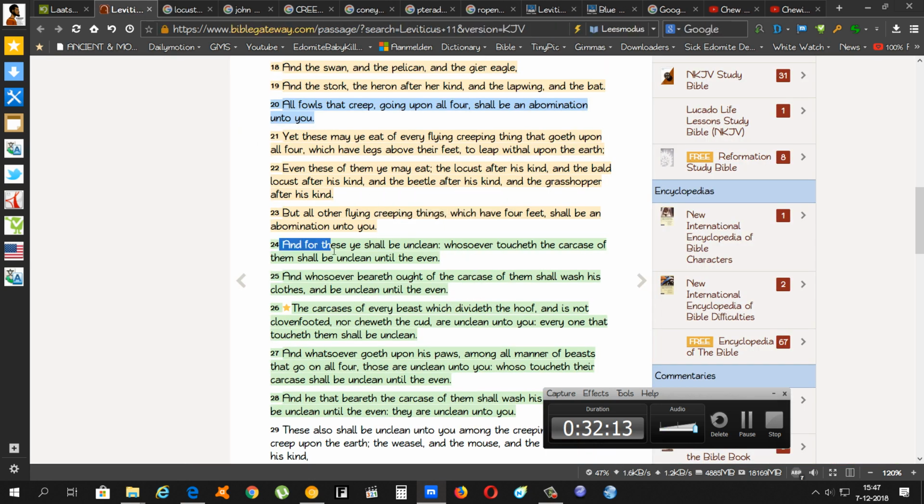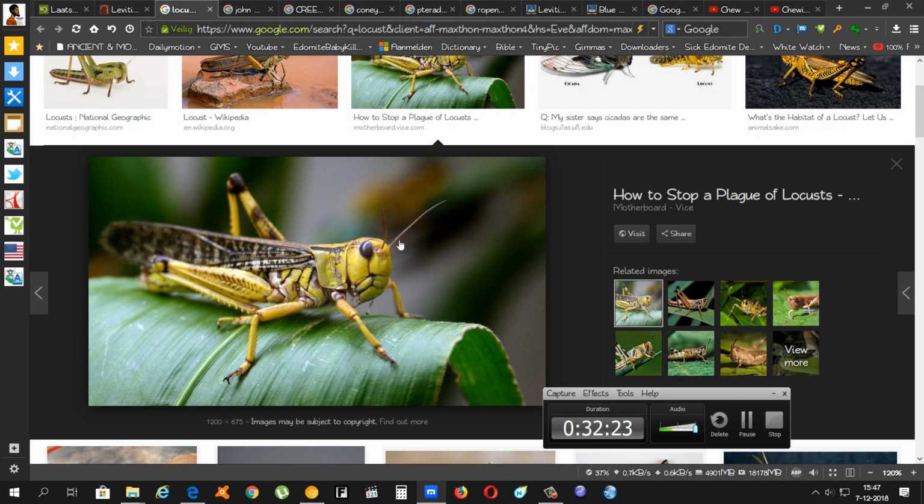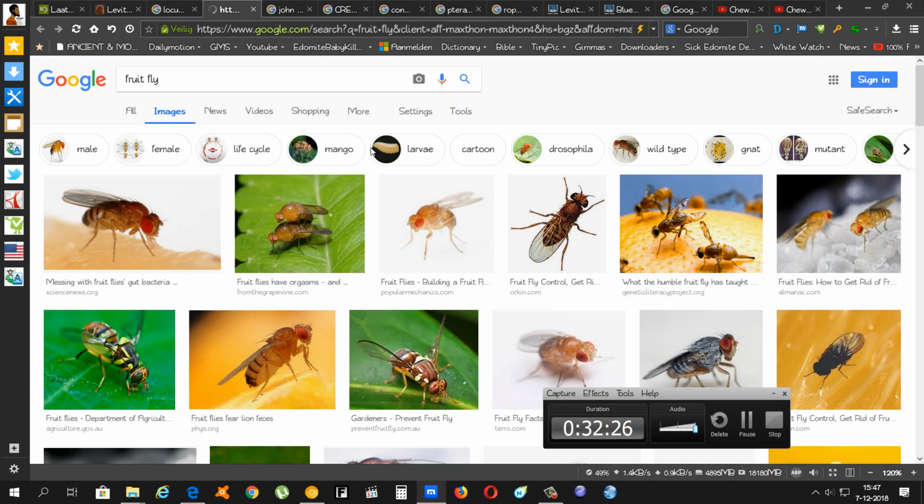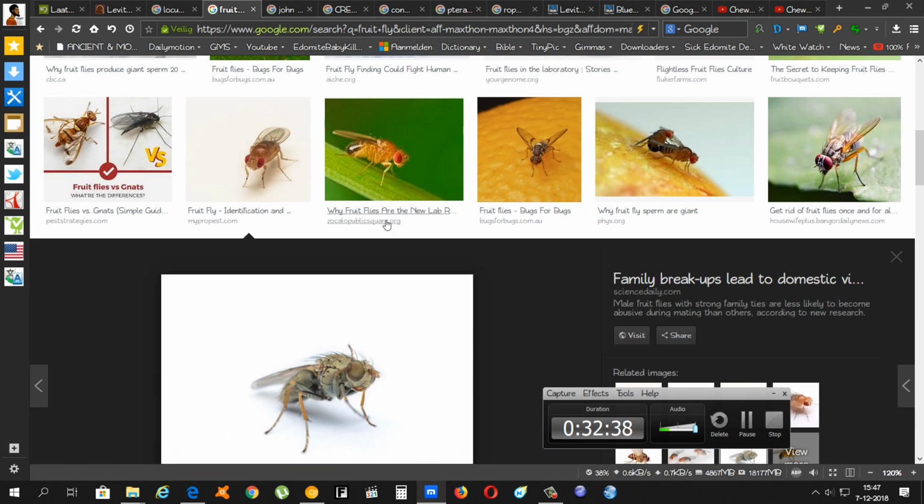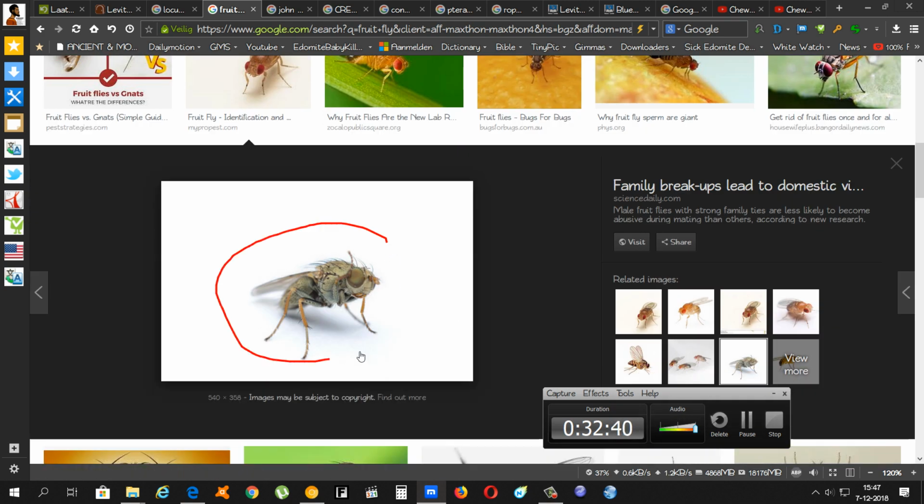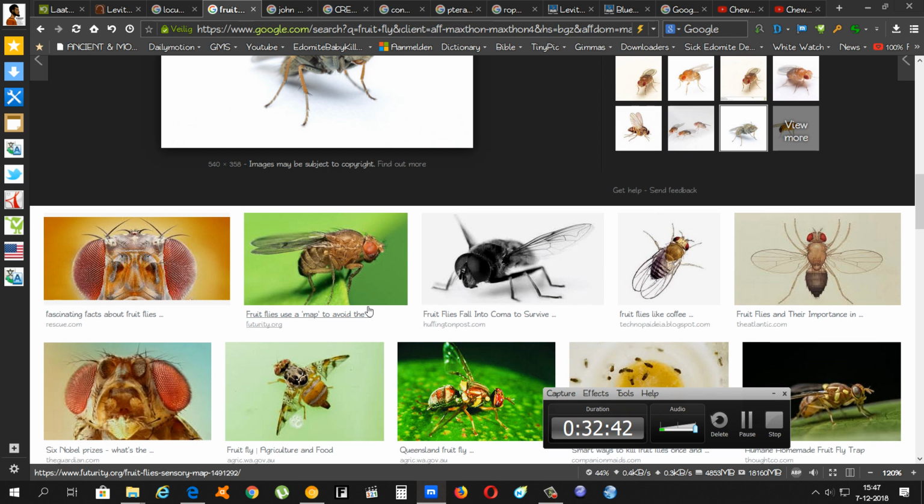Verse 24. And for these ye shall be unclean. Whosoever touches the carcass of them shall be unclean until the even. So if you smack a fly and it dies, and later on you touch the carcass of that fly, you're unclean until the even. You gotta wash yourself with water or something like that. But you're unclean until the sun goes down, and then you're clean again. So that's how disgusting these flies really truly are.